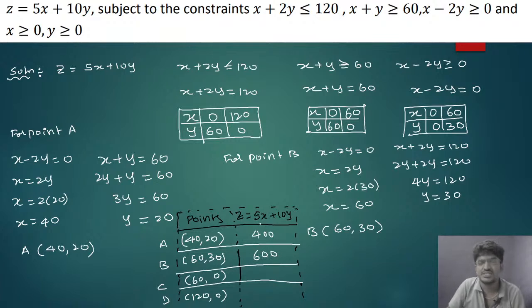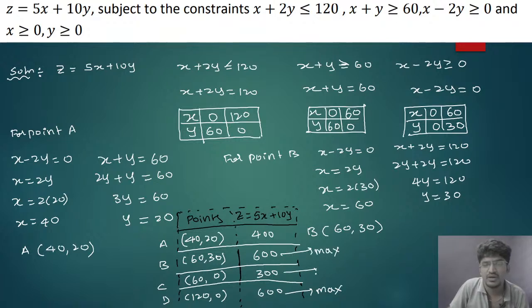5 into 60 is 300. 10 into 30 is 300. 300 plus 300 is 600. Here 5 into 60 is 300, 10 into 0 is 0. So 5 into 120 is 600. Okay. Therefore, 600 is maximum. 300 is minimum.